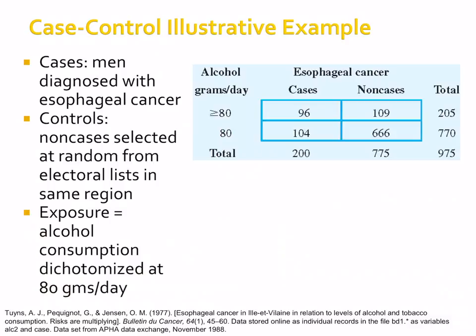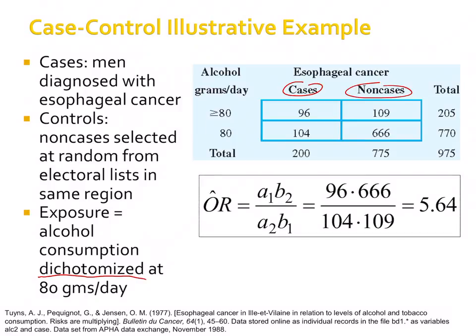So here's an illustrated example. We have cases of men diagnosed with cancer, and your controls are non-cases selected at random. The exposure is alcohol consumption dichotomized at 80 grams a day. Dichotomized is a fancy word for two: either they did have 80 grams a day or they didn't. Then you have your cases and non-cases on top and your alcohol on the side, and so then you can calculate your odds ratio.